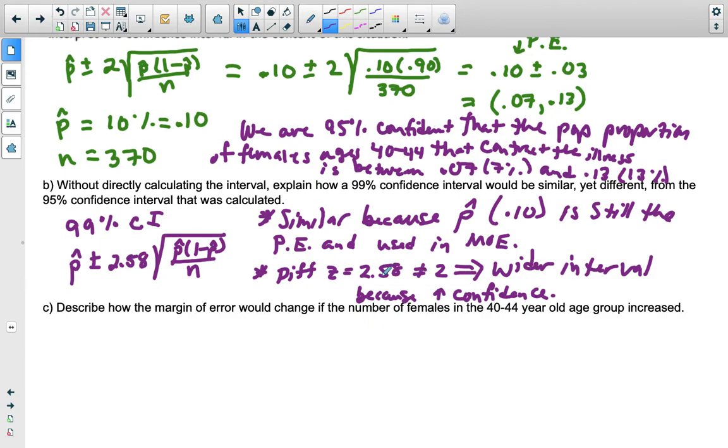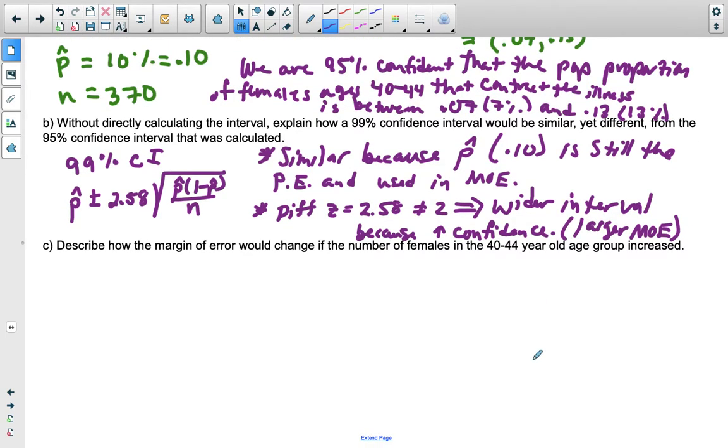And we could see that from the numbers. 2.58 is bigger than 2, so you're just going to make your margin of error a little bit bigger. So you have a larger margin of error is what happens when you increase your confidence level. You want to give yourself more wiggle room. If you're going to be more confident, got to have more wiggle room.